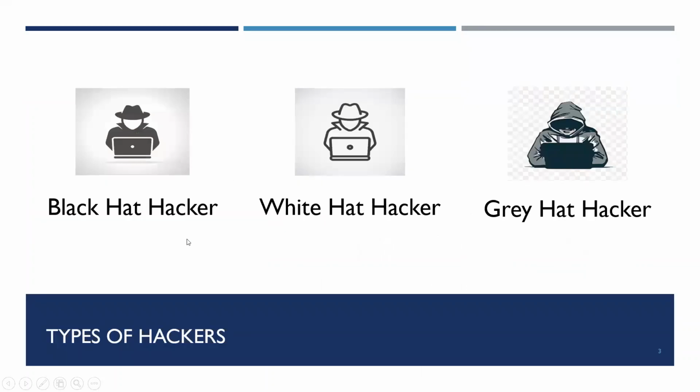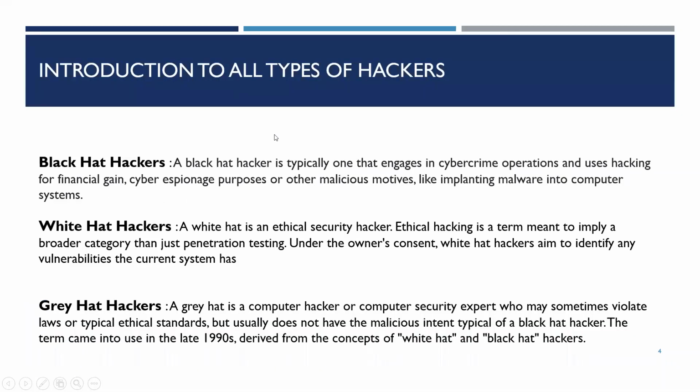There are three types of hackers. One is black hat hackers, one is white hat hackers, and one is gray hat hackers. So now let's discuss a few things about these three types of hackers. A black hat hacker is typically one that engages in cybercrime operations, and they use their hacking capability to gain some money or for their personal motives. White hat hackers are the ethical hackers. Actually, they have the owner's permission or consent. And gray hat hackers are actually white hat hackers, but sometimes they use some bad ways to hack, so they are the gray hat hackers.